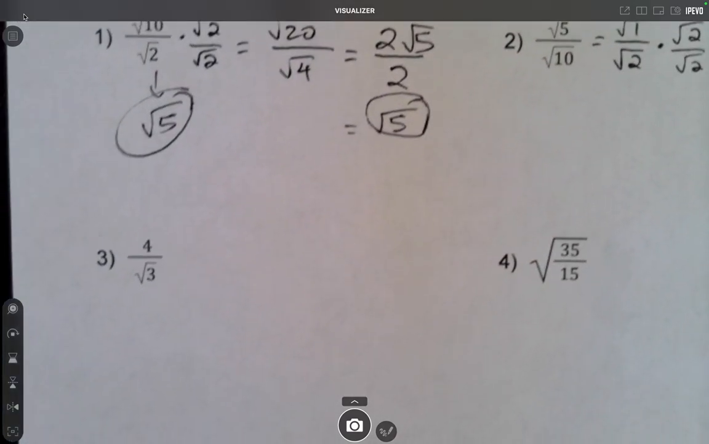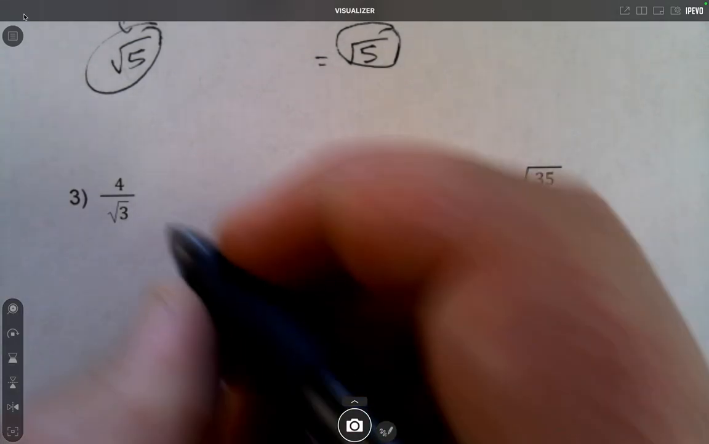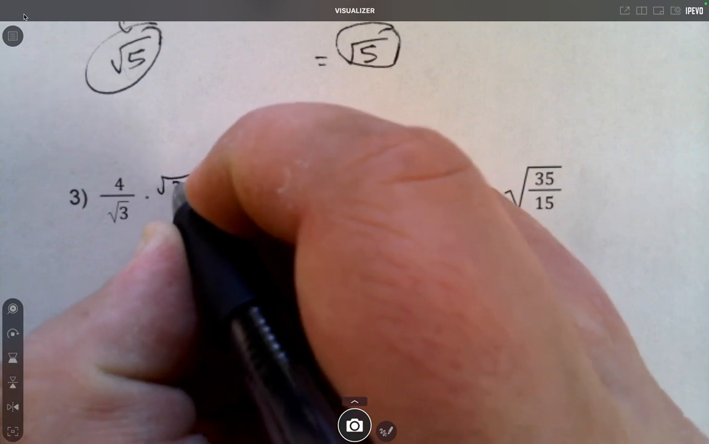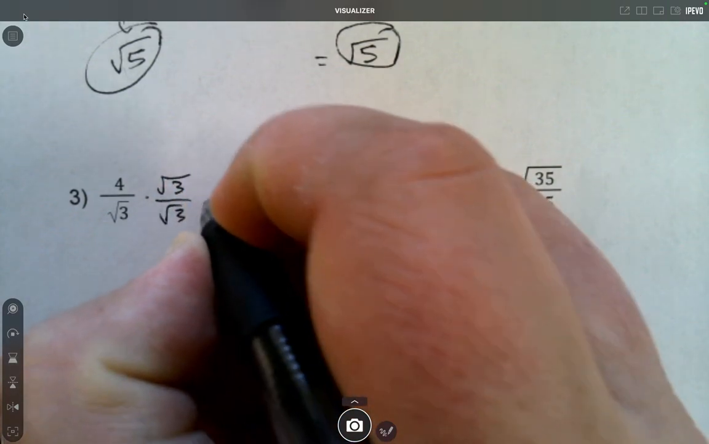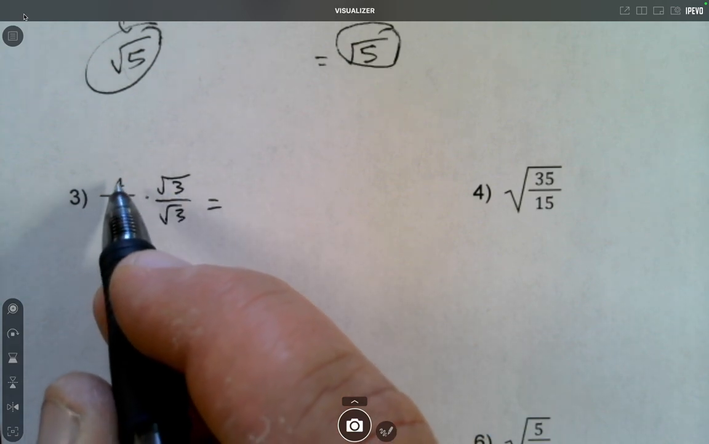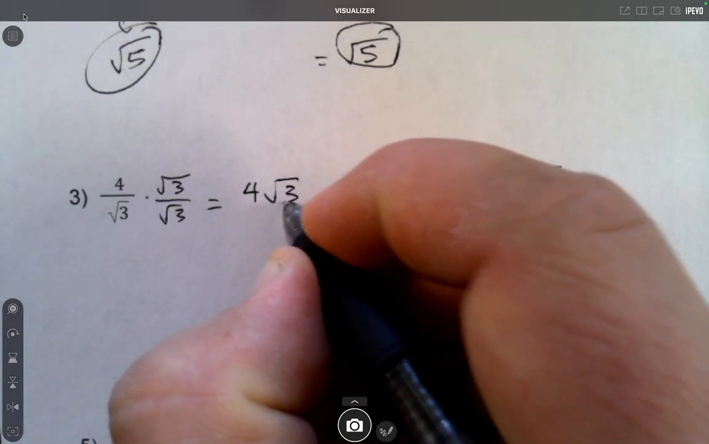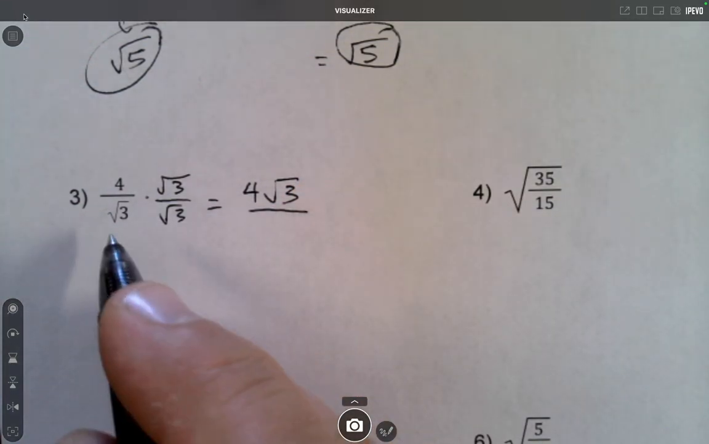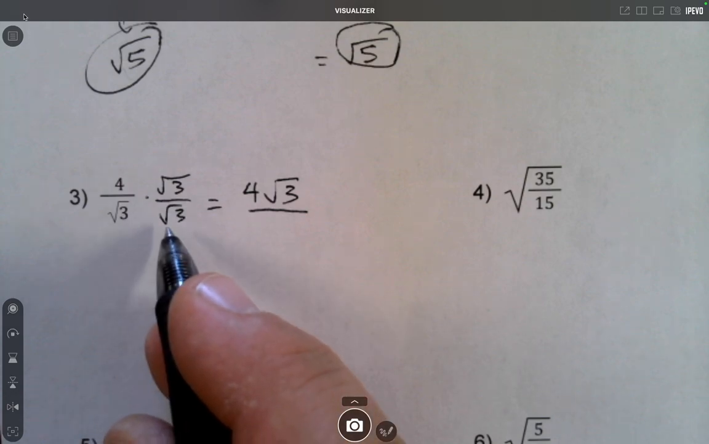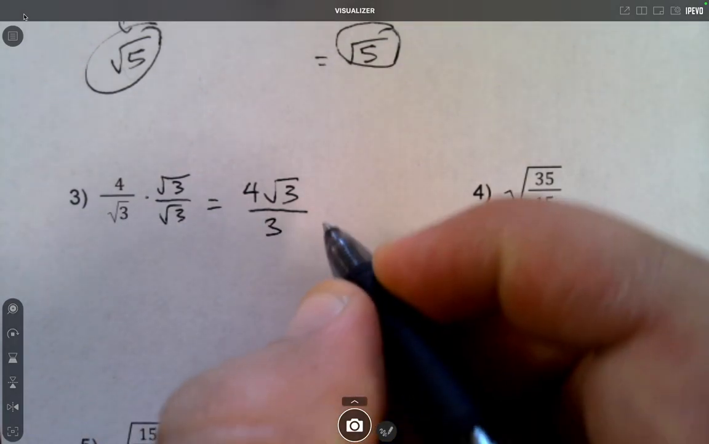Okay, we'll see something similar here in number 3. We have a square root in the denominator, so we need to rationalize to get rid of it. To do that, we multiply the top and the bottom by the square root of 3. On top, we cannot combine these two. You cannot say this is 12, because this one's outside the square root, this one's inside the square root. So we just leave it as 4 times the square root of 3. But down here, the square root of 3 times the square root of 3, that's the square root of 9, which is 3.